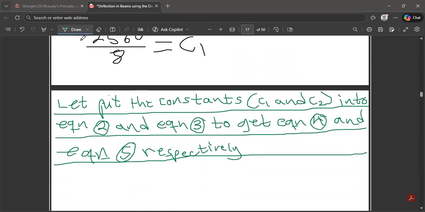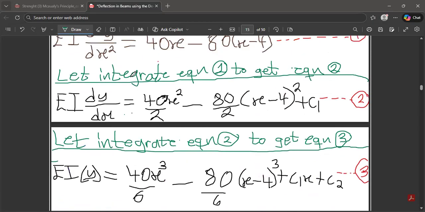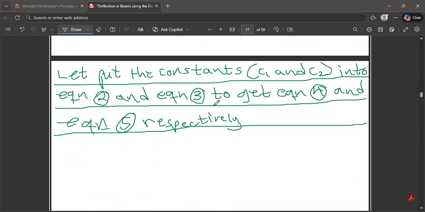So for C1, what does that imply? Let me first of all write my equation 2. How did our equation 2 look from the beginning? You see how our equation 2 looks. And equation 2, we said, is the slope equation. So EI dy/dx is equal to 40x squared over 2 minus 80 over 2, and all conditions are still the same. I'm sure I can remember this and still write it.